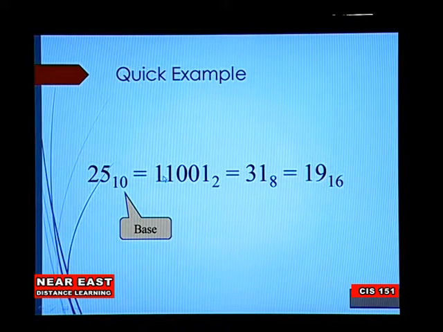So for 25, we can see how it is represented in the computer. It takes 11001 in base 2, which is binary. And 25 in base 8, which is octal, is 31. And 25 is represented in hexadecimal, base 16, as 19. So this is a very easy and simple example of how we convert.